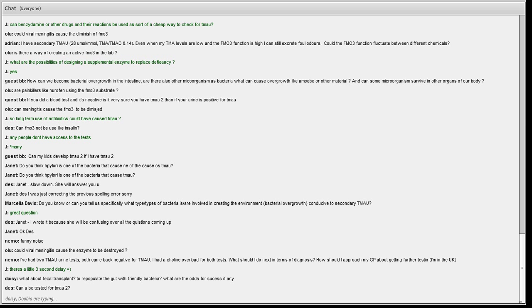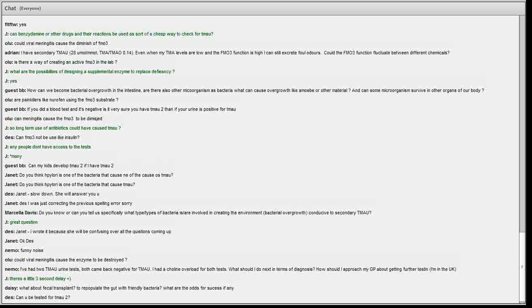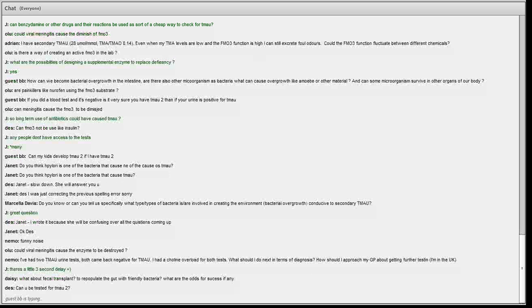Okay, next is from Marcella Davis. Do you know, or can you tell us specifically, what type or types of bacteria are involved in creating the environment, bacterial overgrowth, conducive? Well, it's this class of bacteria called methylotrophs. There's more than one type, but they fall into this category called methylotrophs.